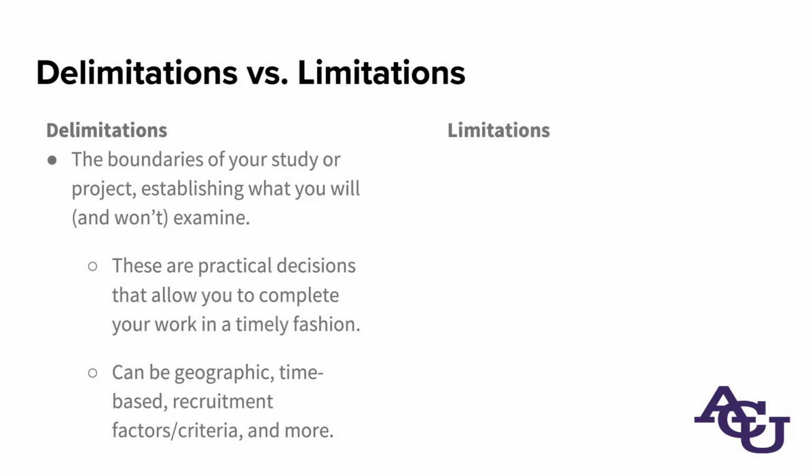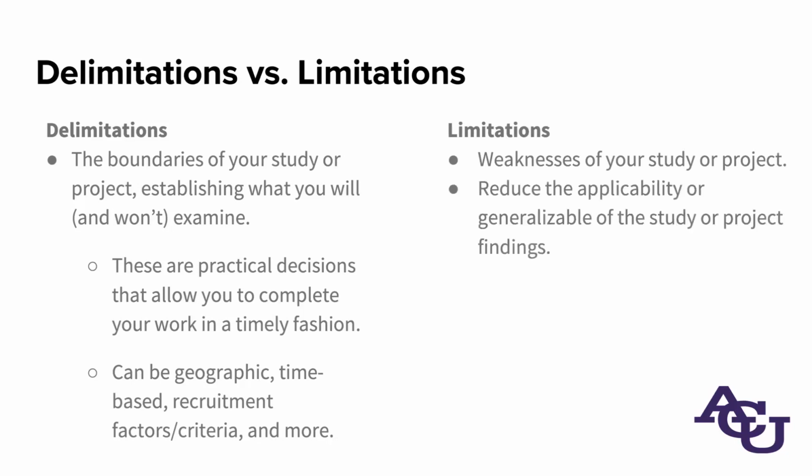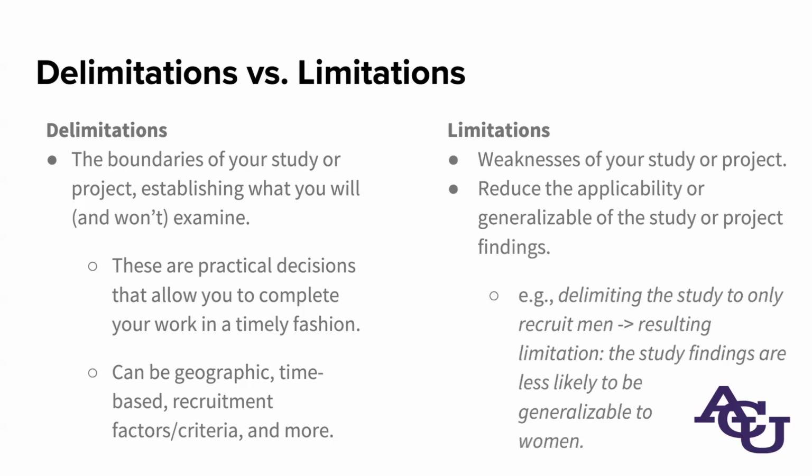Versus limitations, the limitations are the weaknesses resulting from delimitations and some external factors that may reduce the generalizability or application of these results to a setting or group. So for example, if we delimited your study to only recruit men, well, your results might be less generalizable to women. And this is something that comes up in medicine, actually, where it turns out that if you test a drug on only men and only men of a certain, say, height, weight, build, activity, it might work great in people who meet that exact characteristic.